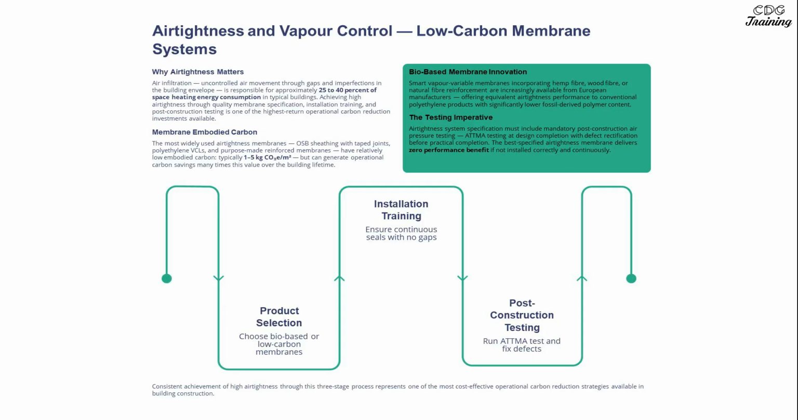Airtightness and vapor control are essential for reducing operational carbon in buildings. Innovations in low-carbon membrane systems enhance these aspects, contributing to overall building efficiency.